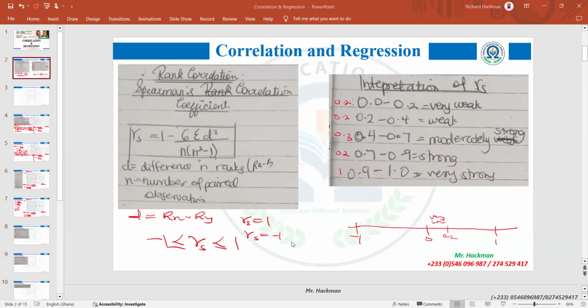So where do you give it to? Any suggestions? Should we say that it lies within the scale, this interval, or it lies within this interval?